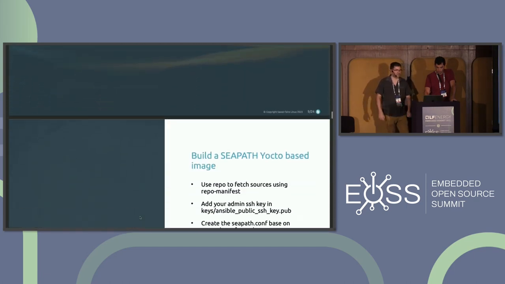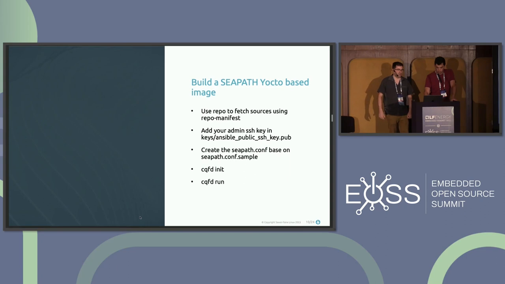I will present the media creation. I will begin with the Yocto version. For the Yocto version, it is a regular Yocto installation. You have to fetch the source. We use repo to do that, so you have to use the repo manifest and use a repo sync to fetch the source.